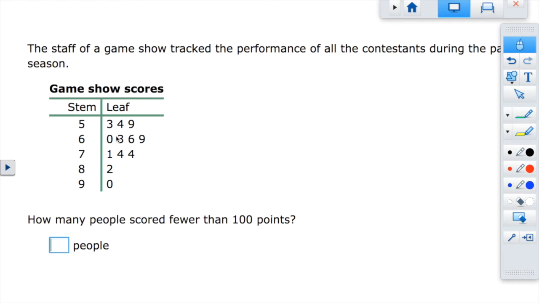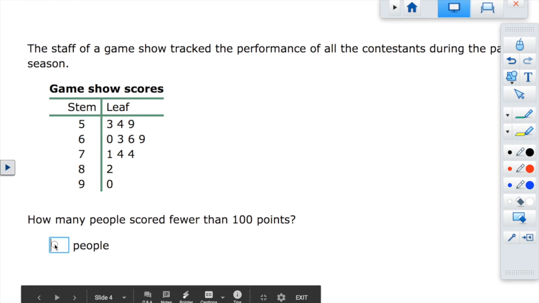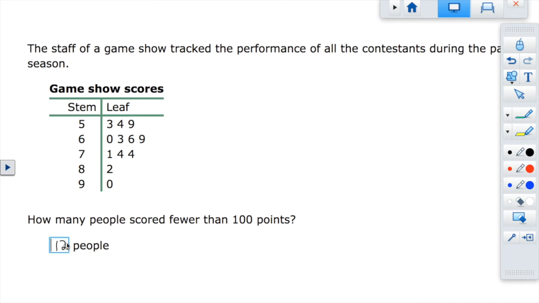So just count the leaves. So count all the leaves. There's 3 here, 4 more, 3 more. So we got 3 and 4 is 7. 3 more is 10, 11, and 12. So 12 people scored fewer than 100 points.